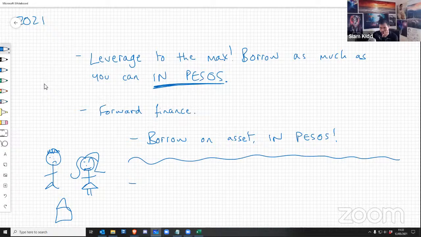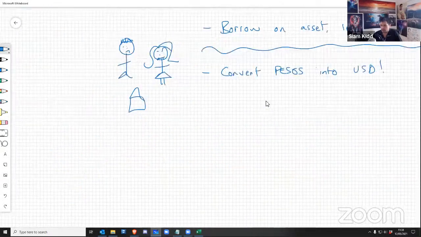What are you going to do? This is the key thing. This is your safety boat. This is your emergency safety boat when the Titanic is dying. You need to convert pesos into the dollar. Now, quick side point. It could be the dollar. It could be something else.